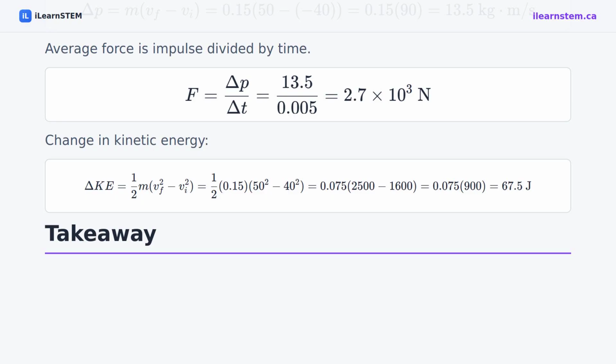Remember, impulse equals change in momentum, and average force is impulse over time. Kinetic energy change uses the squares of velocities.